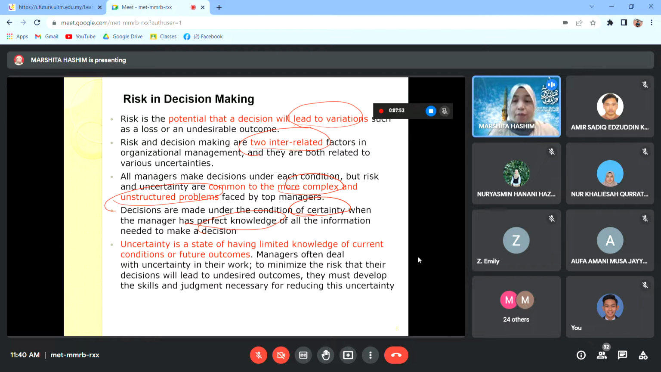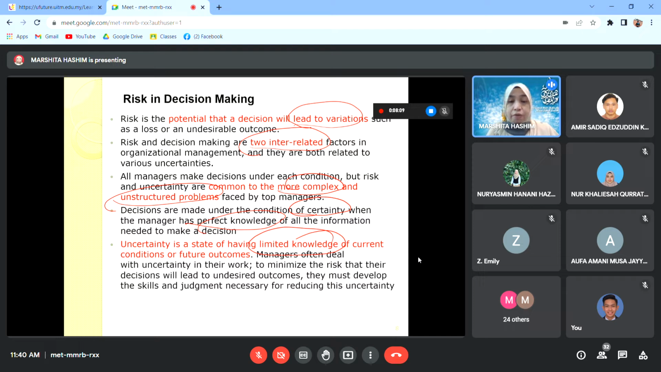However, if you have limited knowledge of current conditions or future outcomes, you still need to make decisions. But in this case, we make decisions under uncertainty.